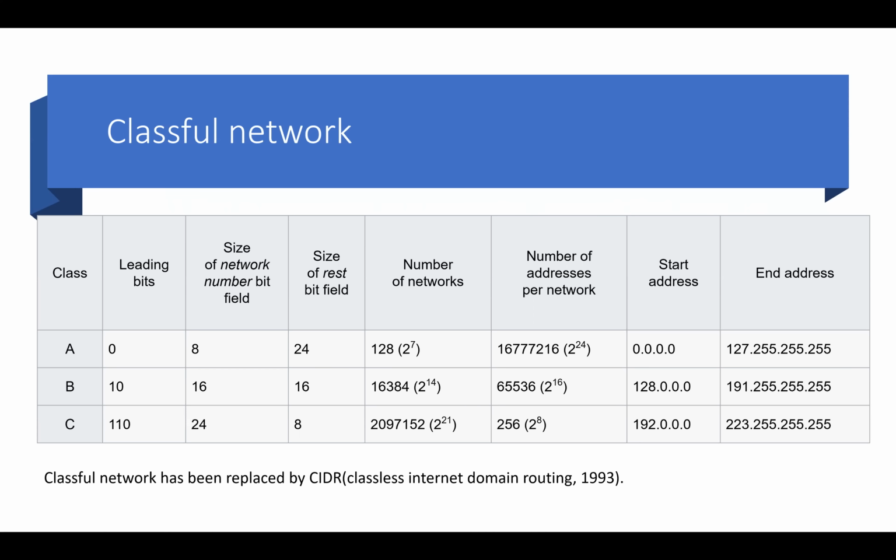B, C. So for class A, B, C, to understand that, in a class A, the size of the network number is 8-bit. So the first octet is considered only the network, and the remaining is for host addressing. So the number of networks available is 128, and most of these networks are actually reserved networks. But the number of addresses available is quite a lot, like 2 to the power 24 minus 1. And the start address for this is from 0.0.0.0 to 127.255.255.255.